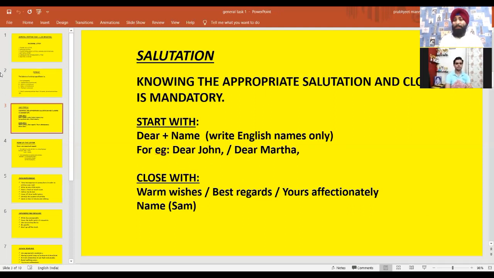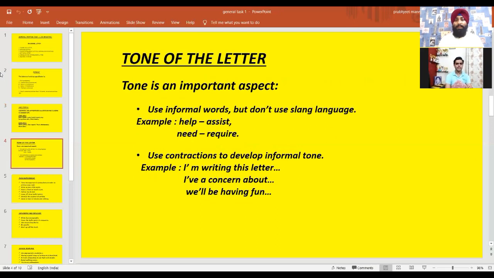So this is my tip number 2, and this is again from the science of writing. This is the correct art of writing your letter. Then you have the tone, which is extremely important. See, tone is a very important aspect.